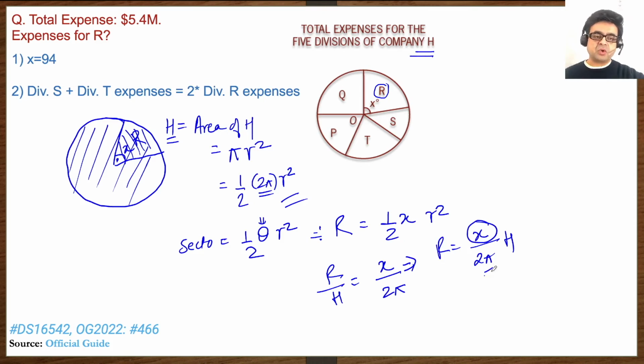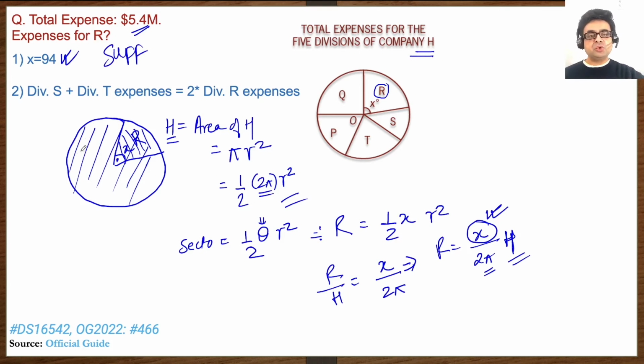The rest of the information you already know. 2 pi is 360 degrees or 2 pi radians. You already know H because it is given as the total expense of 5.4 million. So this is the important relationship that you must understand when solving this question. Once you know the value of X, you also know the proportion of the expenses of R. Once you know the proportion, you can multiply that portion with H to get the expense for R. So if you're given the value of X, we were only dependent on X to get the proportion of R. So this is going to be sufficient to answer the question.